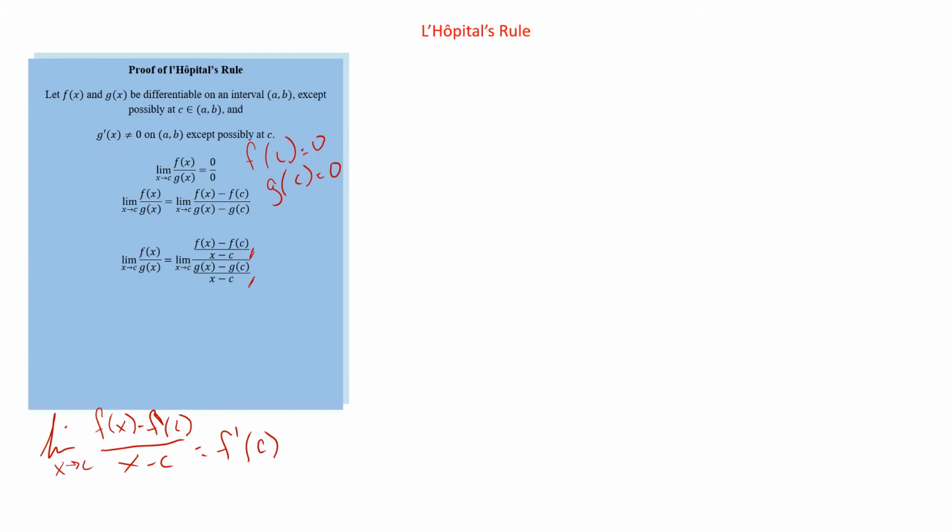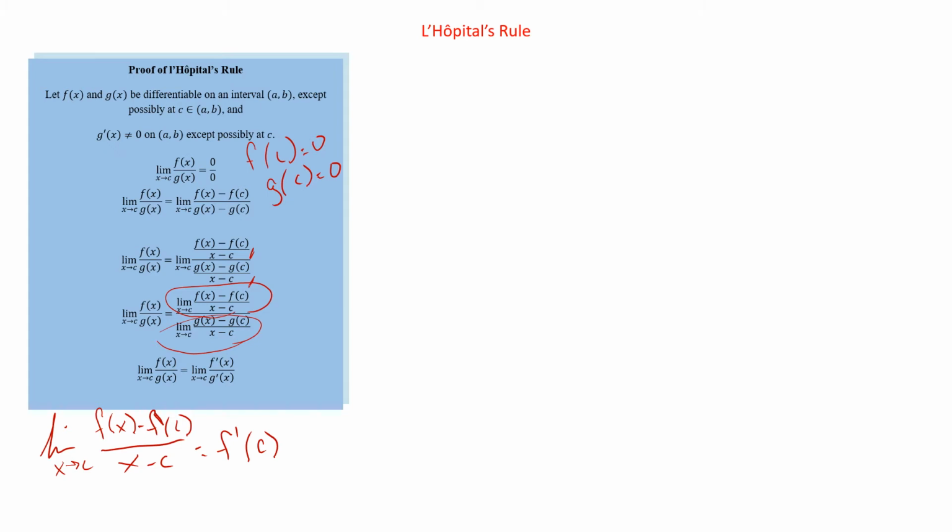We just need to split up the limit, which we can do since it's a quotient. And then we have the derivative of f of x over the derivative of g of x. And so the limit as x goes to c of f of x over g of x equals the limit as x goes to c of f prime of x over g prime of x.